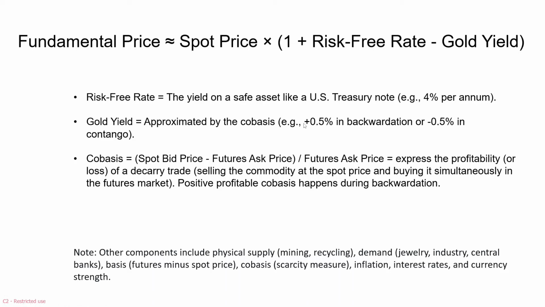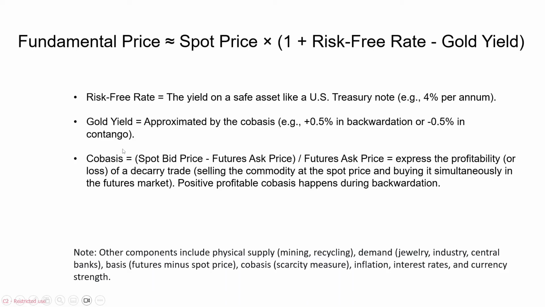Okay. The gold yield is a more difficult parameter, and this is approximated by the co-basis. And what is co-basis? A co-basis is the following formula: the spot price minus the futures price divided by the futures price. And it expresses the profitability of a de-carry trade, which is selling at spot and buying in the future. Okay, a bit difficult to understand, but you can see it as the following.